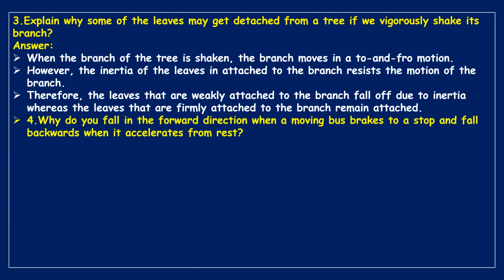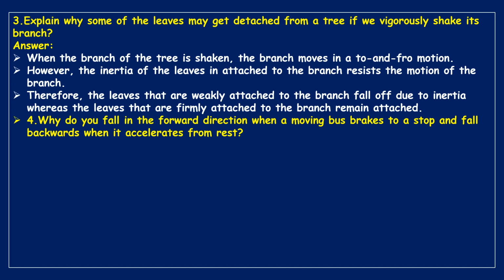Next question: why do we fall in the forward direction when a moving bus brakes to a stop? All of us have this experience, either in a bus or train or our own vehicle or a car, anything maybe. When brakes are applied to a vehicle, it stops. Actually, brakes apply force in the opposite direction, and passengers bend slightly in a forward direction. Brakes are applied in the backward direction, right?